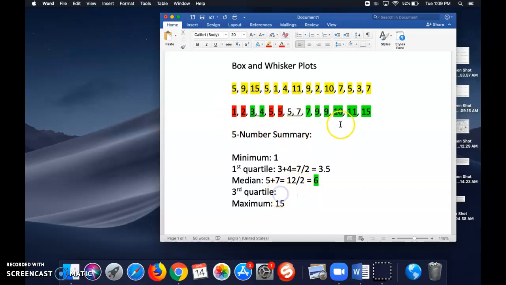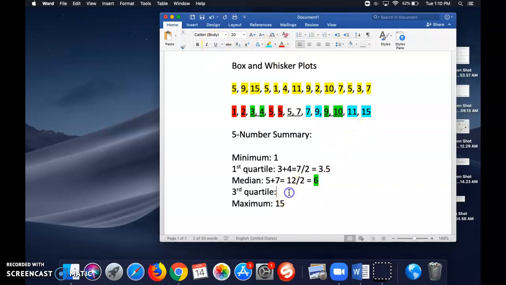Same for the third quartile. I'm going to look at this set of data right here to find the median, and that's my third quartile. I'm going to highlight this one in this fun color. So we have 7 and 15, those are out. 9 and 11 are out. And again, I'm stuck with 2 in the middle because of these even numbers. So I'm looking at 9 and 10.